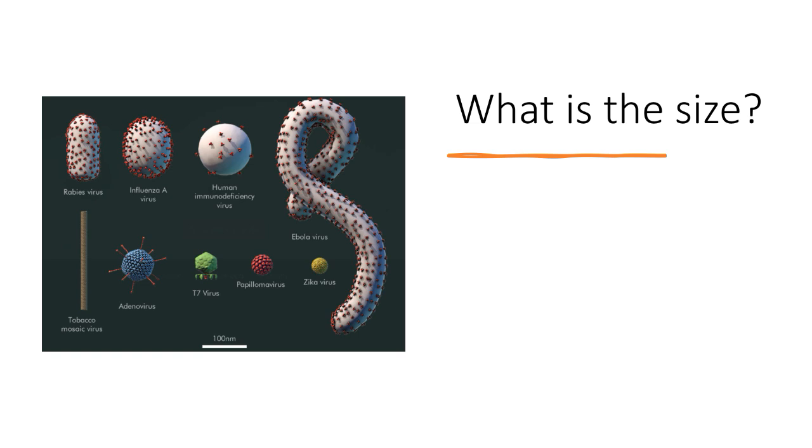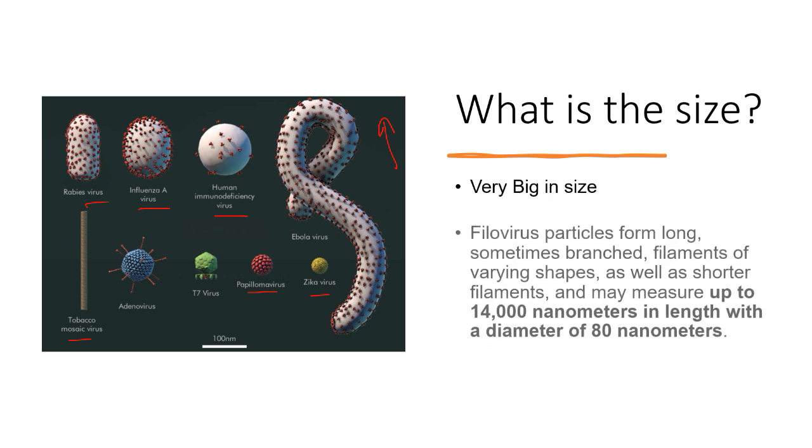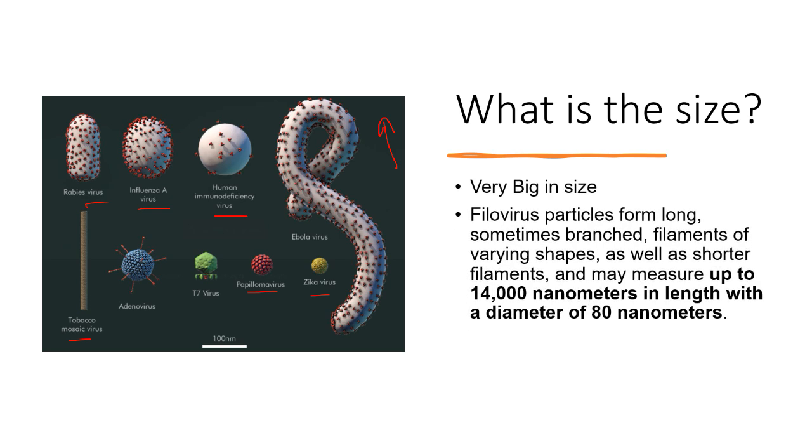So what is the size of Ebola virus? If we see this picture, you can clearly get an idea about the comparison of Ebola virus size. As I told you, it's a big virus. Compared to all these different viruses, in the case of plants, tobacco mosaic virus is a bigger one, but in this case Ebola is even bigger. Compared to Zika virus, papilloma virus, HIV, influenza, or rabies virus, this Ebola virus is huge. It's long, sometimes branched as well, with filaments of varying shapes as well as shorter filaments, and may measure up to 14,000 nanometers in length with a diameter of 80 nanometers.